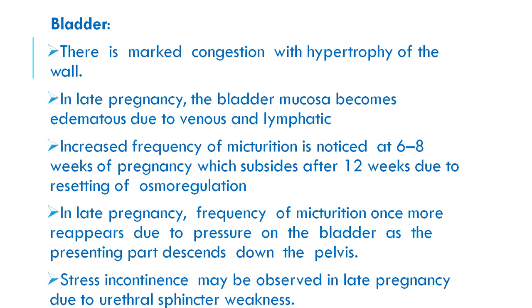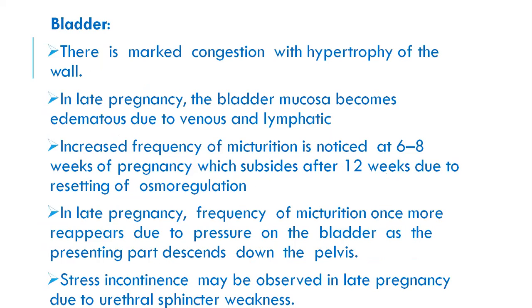Changes that occur in the urinary bladder. There is congestion and hypertrophy of the bladder wall. In late pregnancy, the bladder mucosa becomes more edematous due to venous and lymphatic congestion.